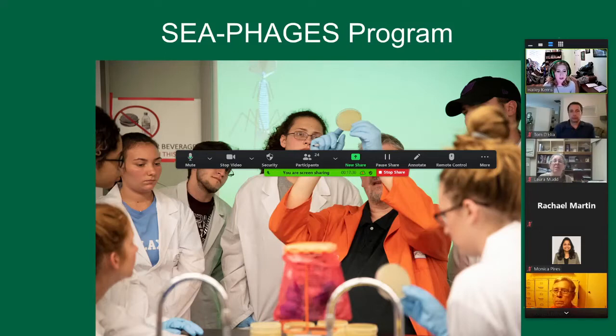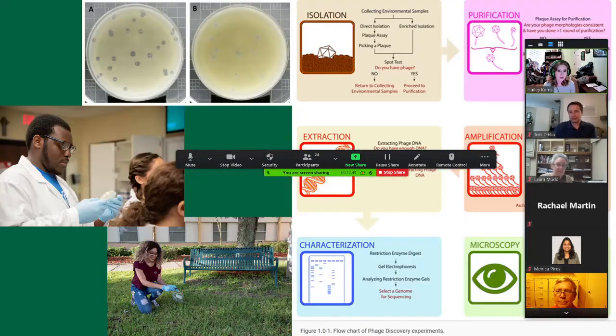And it's really exciting and fun to see how excited the students get when they discover their own virus. They get to name it, and they get kind of attached to it. And they're all contributing to a really great cause that will be seen later on in the presentation.